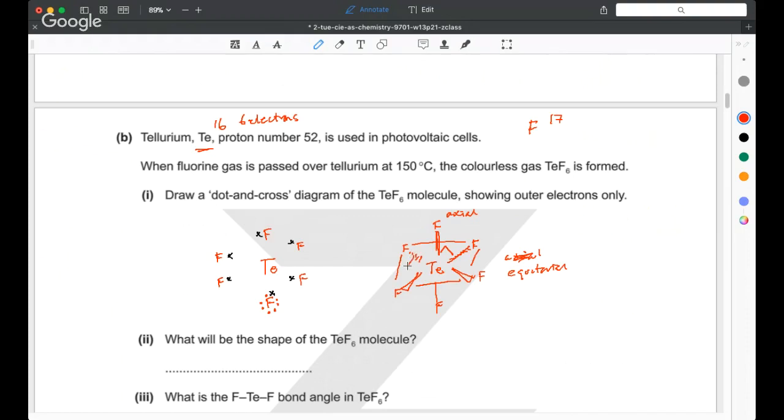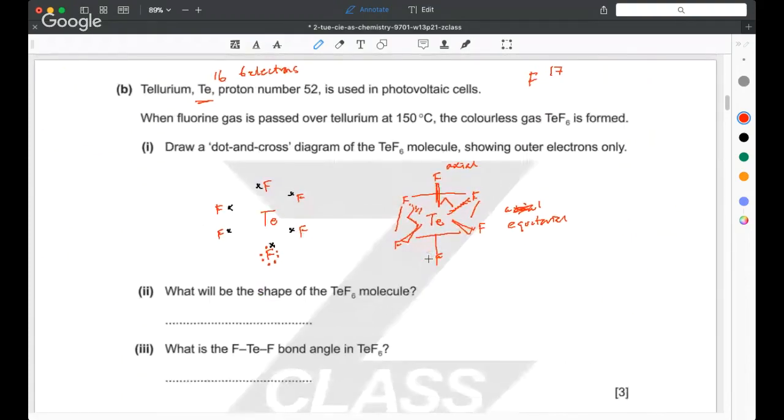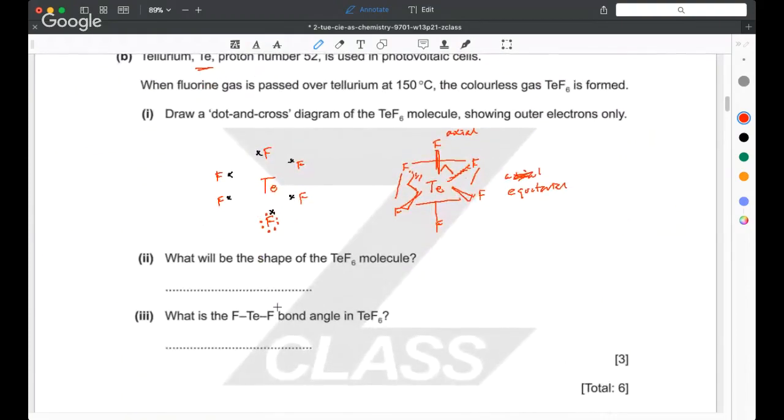And that angle there, between the fluorine there and the fluorine there, is 90 degrees as well. So whether you're looking at an axial to equatorial, or you're looking at equatorial to equatorial, then the bond angle is going to be 90 degrees. So the bond angle here, 90 degrees, and the shape, well, that's called octahedral. It's octahedral shape.